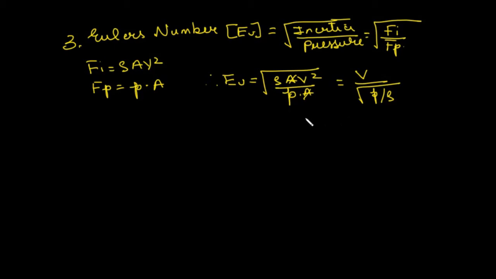So this is the expression for Euler's number, and it is important for the flows where pressure forces are predominant in the entire force polygon, and it will determine or govern the flows in those cases.